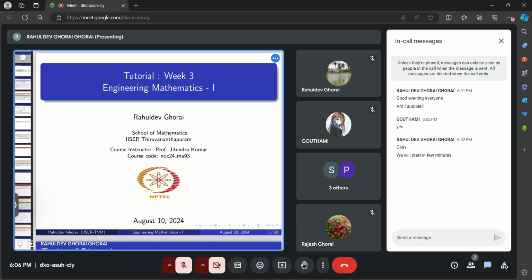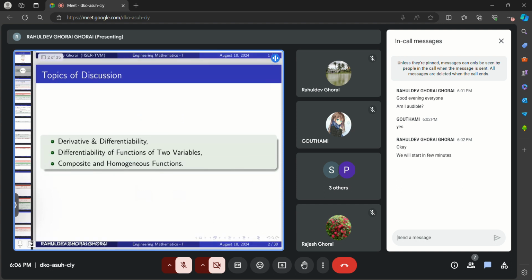So let's move to the topics on which we will be discussing the questions, and we'll be doing some question answers also on these three topics mainly: derivative and differentiability for one variable functions, and then we'll move to the two variable functions, and then the composite and homogeneous functions.